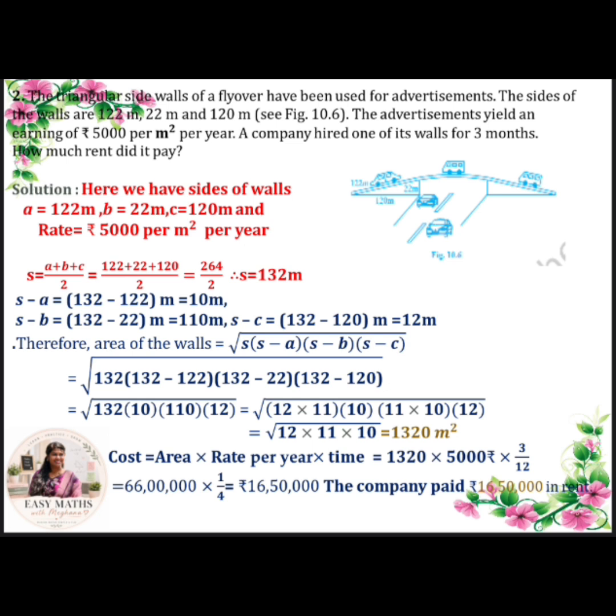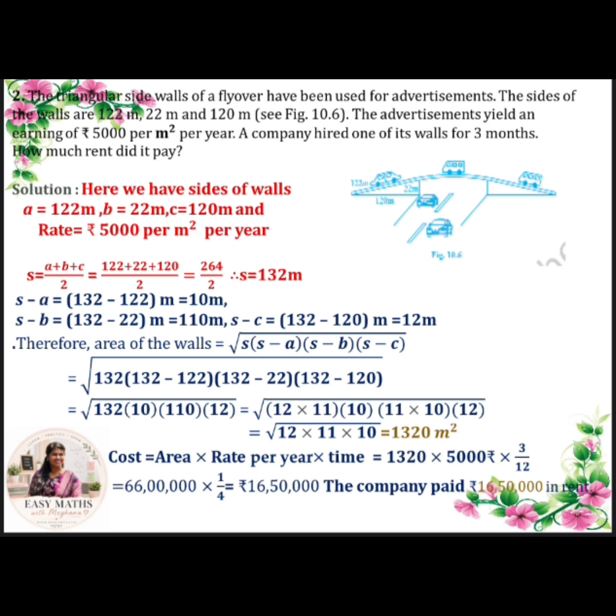So 132 I'll write as it is in the square root. 132 minus 122 is 10. 132 minus 22 is 110. 132 minus 120 is 12. Now 132 can be written as 12 into 11. 10 I'll write as it is for easy grouping. 110 can be written as 11 into 10. And 12 I will write as it is. Here you can see in the square root 11 is written 2 times, so I can write 1 time 11, and 12 is also given 2 times, so I can write 1 time 12, and 10. So 12 into 11 into 10 is 1320 meter square.